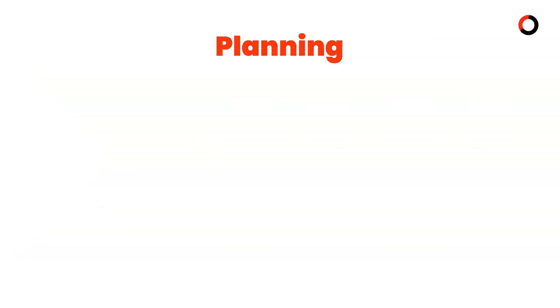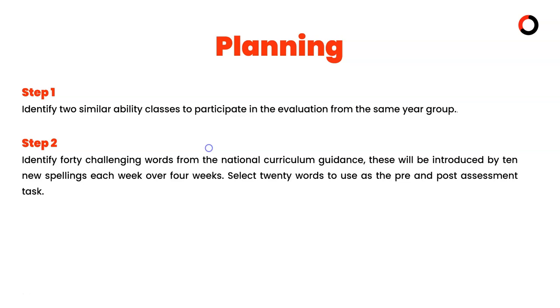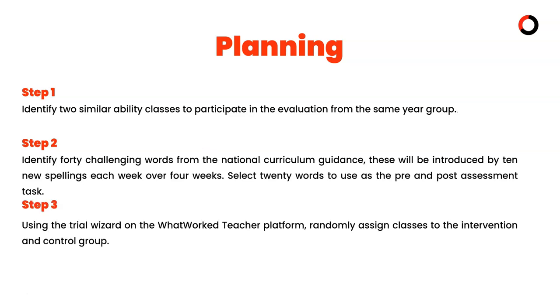The planning stage. Identify two similar ability classes to participate in the evaluation from the same year group. Identify 40 challenging words from the National Curriculum Guidance. These would be introduced by 10 new spellings a week over 4 weeks. Select 20 words to use as the pre and post assessment task from these, and that will be the same as the pre for the post. Step 3, using the trial wizard, randomly assign the classes to the intervention and control groups.